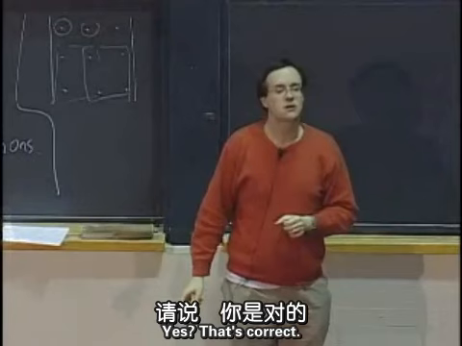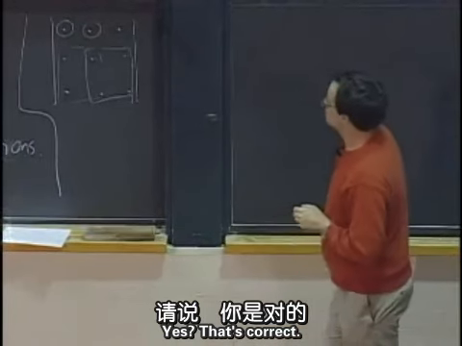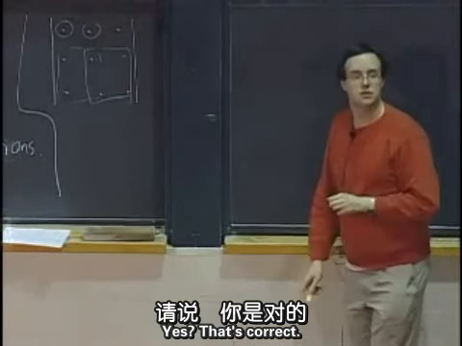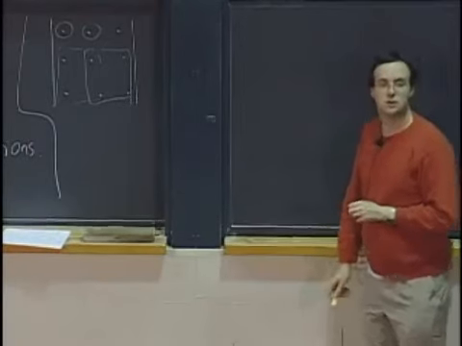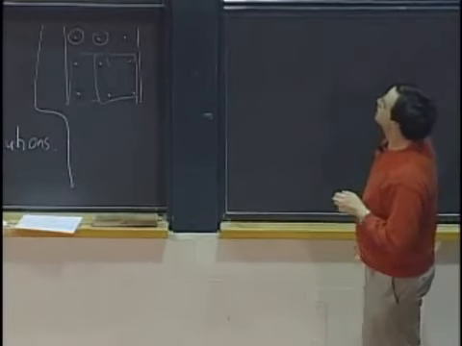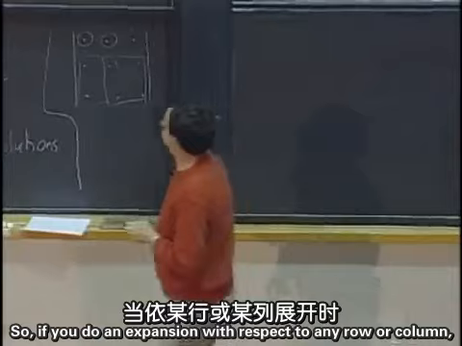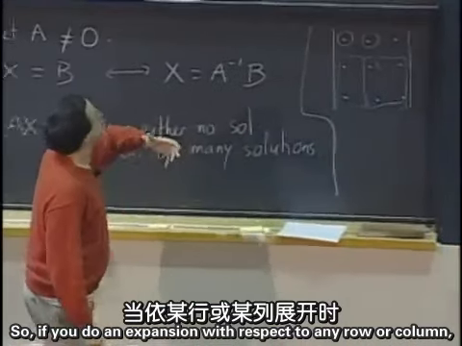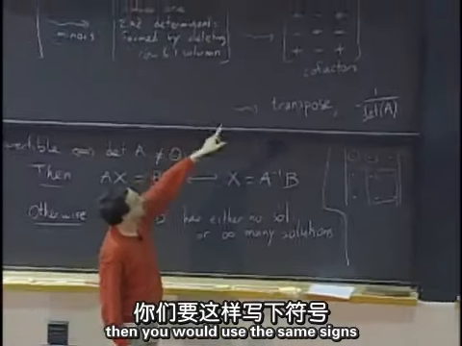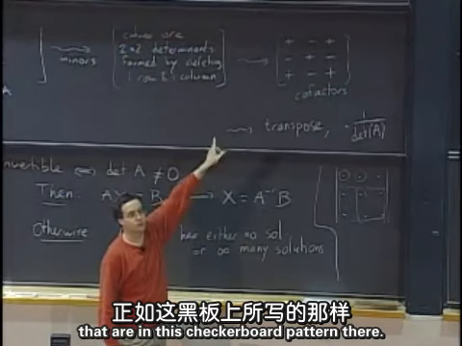You have the minus before the second entry on the top row, right? That's correct. Does that change for the bottom row so it matches the cofactors matrix, or is it still the minus all the way down? So if you do an expansion with respect to any row or column, then you would use the same signs that are in this checkerboard pattern there.